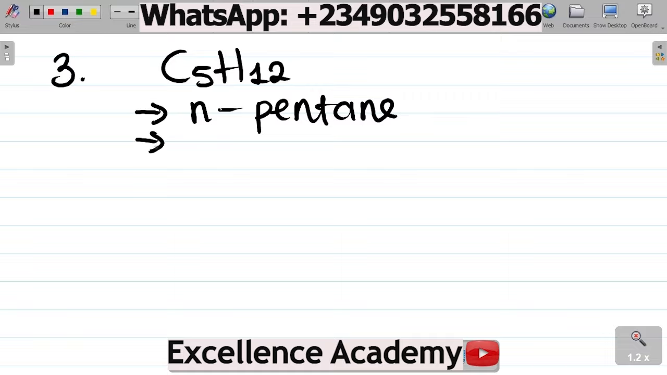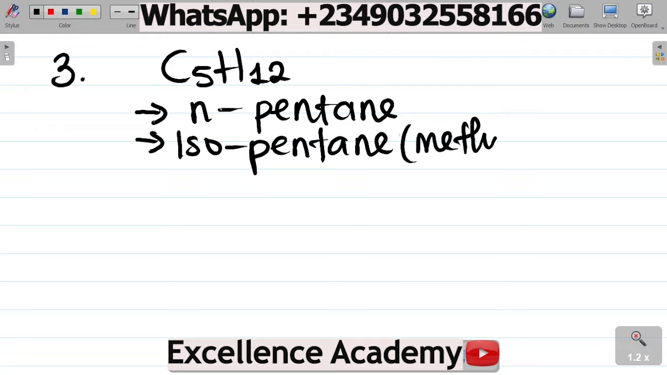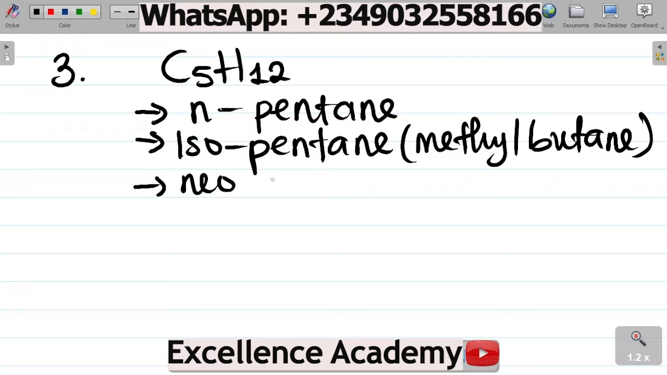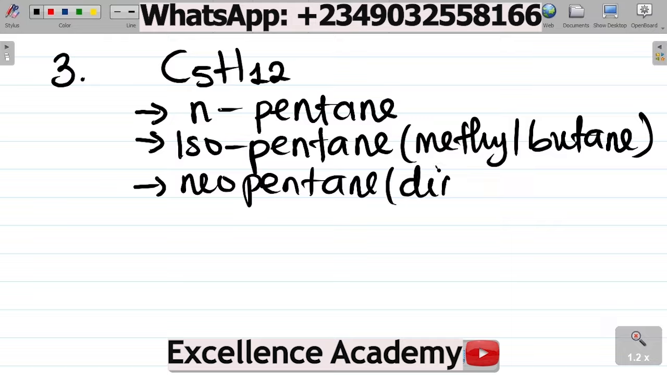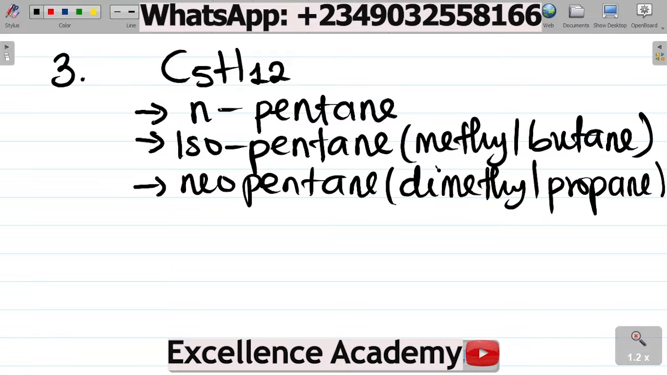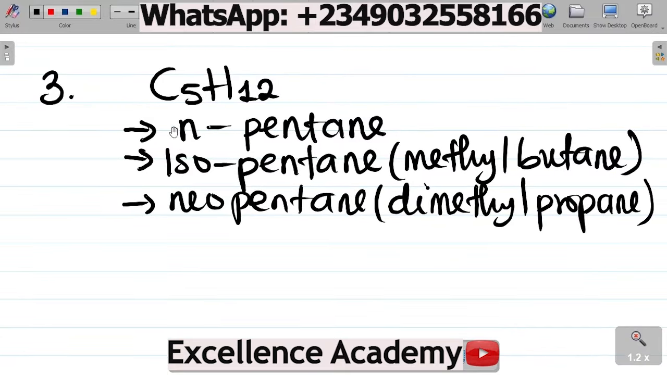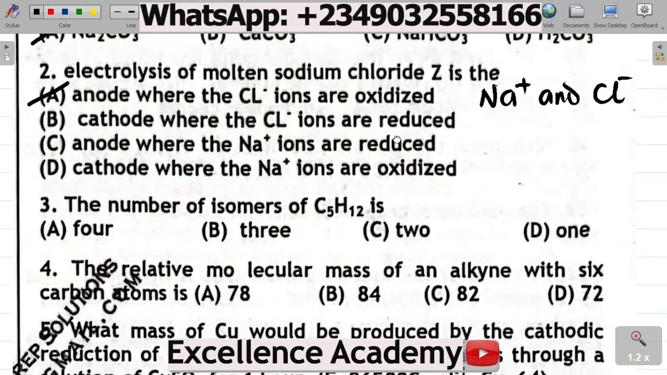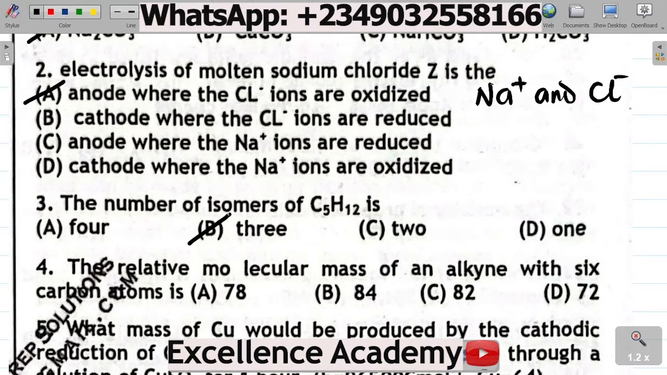The second isomer you have is called isopentane, and isopentane is simply methylbutane. Here's the second isomer. Then the third isomer is neopentane, and neopentane is simply dimethylpropane. So basically, these are the 3 isomers of C5H12. So for this question, the correct answer is B, 3.